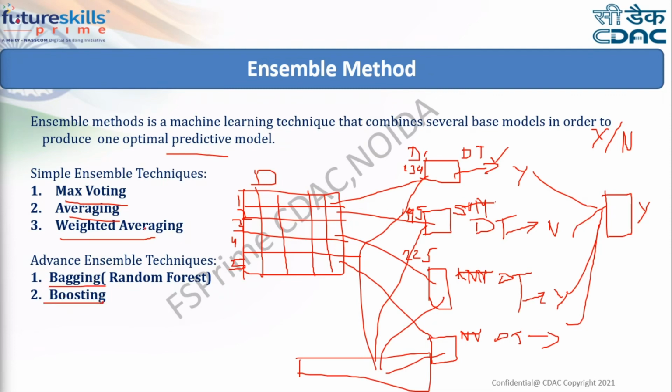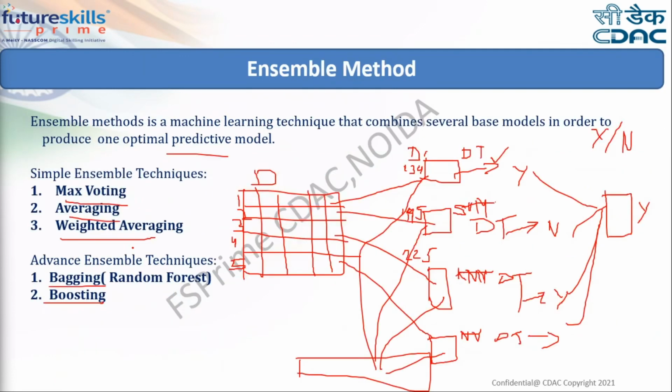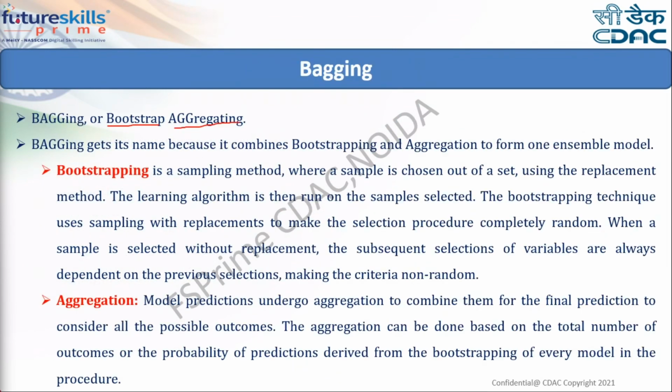Now, bagging is a term which is a combination of two terms, bootstrap and aggregating. Bootstrapping and aggregation. What is bootstrap and aggregating? Let's see here. Bootstrapping is when you are giving this data set to your different models. This step is bootstrapping: giving the data set to your different models randomly. It's a sampling method, meaning you are randomly sampling the rows and you are going to give them to the different models.